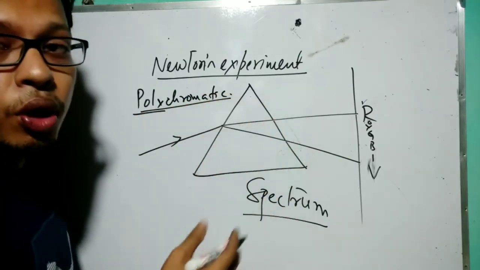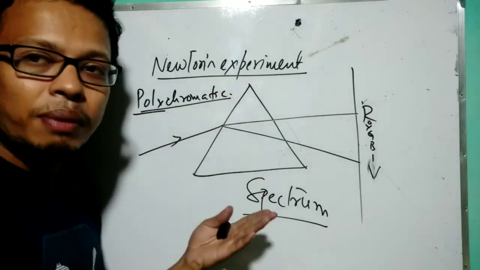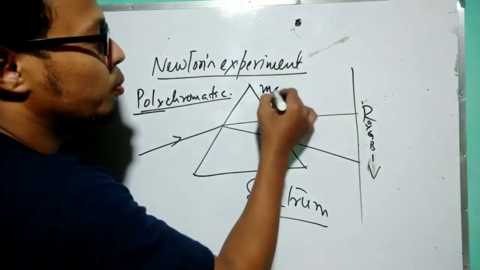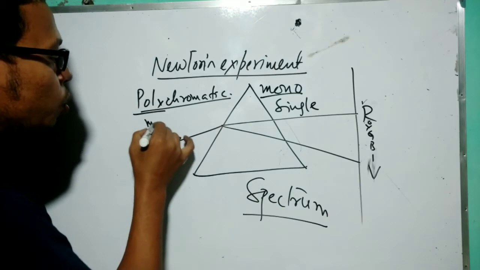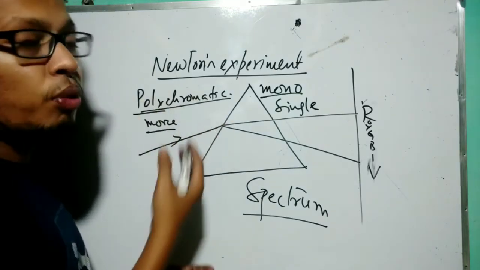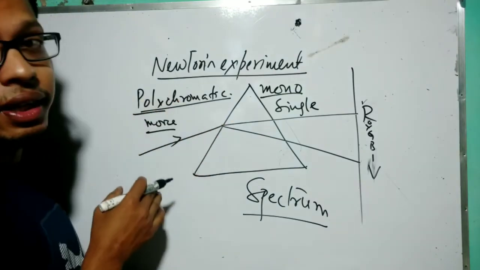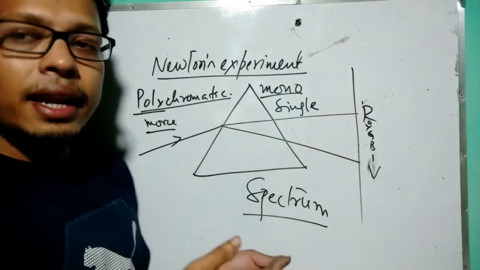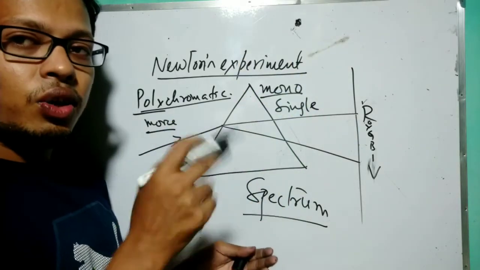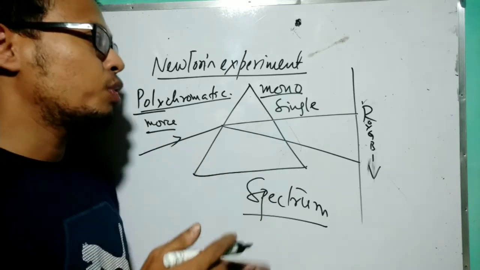And what is the meaning of monochromatic? Monochromatic means single wavelength; mono means single. Poly means more: when light contains more wavelengths, that is polychromatic light. So white light is polychromatic light, and monochromatic light is single-color light, like only red or only violet.